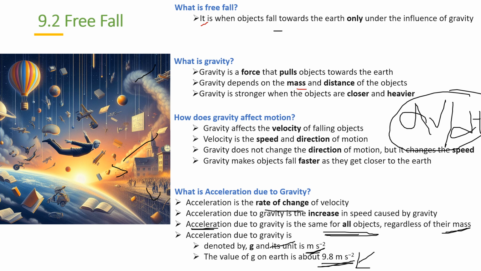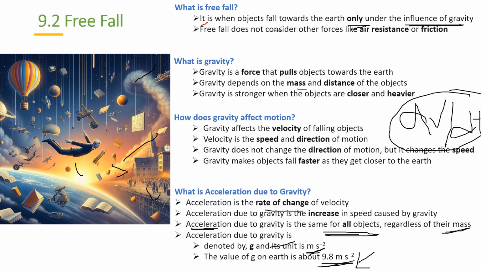Let's go to our main topic, free fall. What is free fall? Objects fall, all these objects are falling here, right? Free fall is when objects fall towards Earth, but there's a catch here. Free fall is when objects fall towards Earth only under the influence of gravity. Remember, only under the influence of gravity.